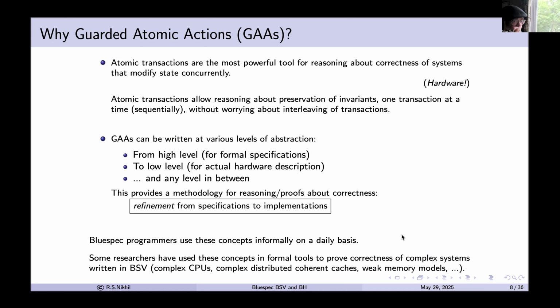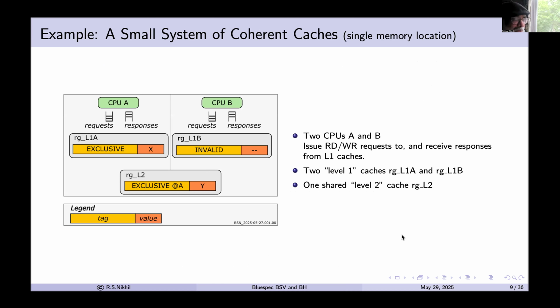Okay, so the comments at the bottom of the slide are basically saying we think of these in this way informally all the time while we're designing hardware. But some researchers have also taken it into the formal verification and formal correctness space by embedding these ideas in proof assistants like Coq and Lean and so on, and doing exactly what I said here on the slide in a formal sense. And then prove correctness of pretty complex systems: out of order CPUs, distributed coherent caches, and so on. Okay, so let me give you an idea of what this looks like.